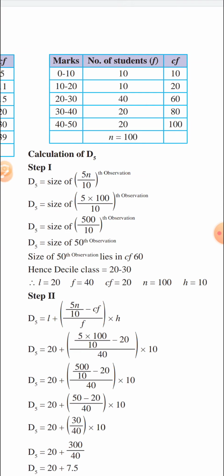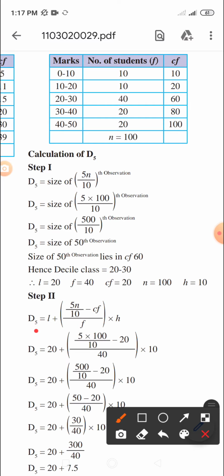Okay, so put the values in the formula. D5 is equal to L, that is the lower limit of the decile class. Our decile class is 20 to 30, so L is 20, plus 5n, because we have to calculate the fifth decile, upon 10. Why do we divide by 10? Because deciles divide data into 10 equal parts. Minus CF. CF means cumulative frequency of the class preceding the decile class.